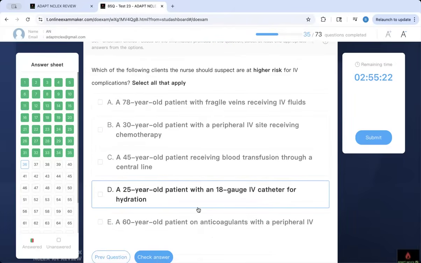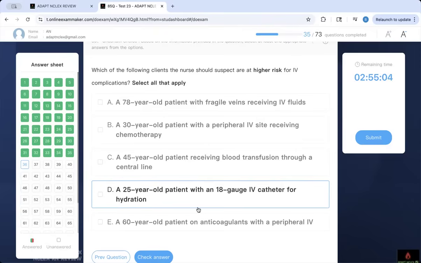Which of the following clients should the nurse suspect as highest risk for IV complication? When they give you that question, think about older patient, fragile IV, using IV in the wrong way. That's the buzzword. That's the concept. That's the common sense approach to answer that question. Therefore, which one?